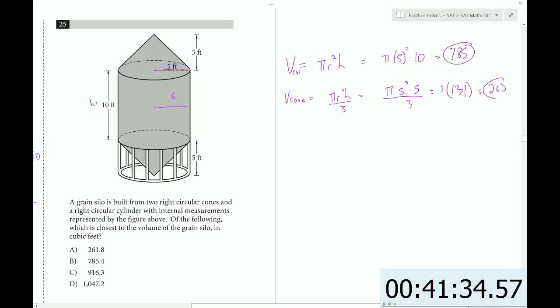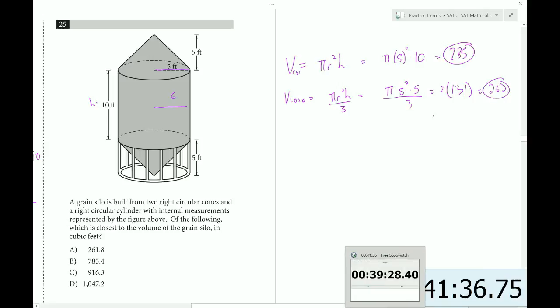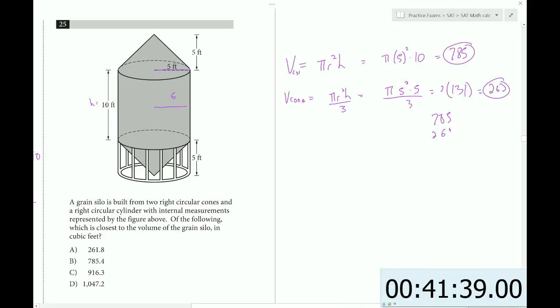Then we can add these together. So 785 plus 262 is 1047. So we get about 1047. Answer choice D.